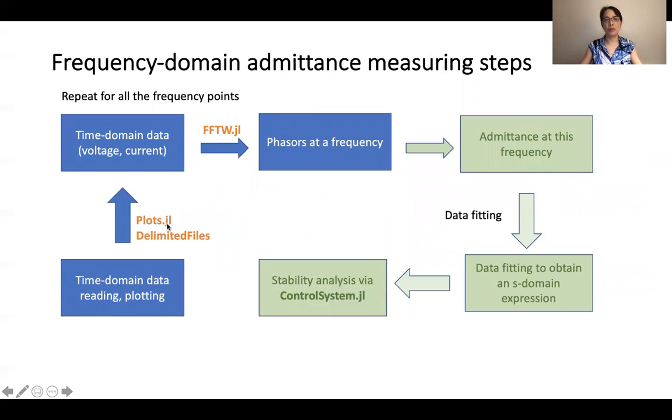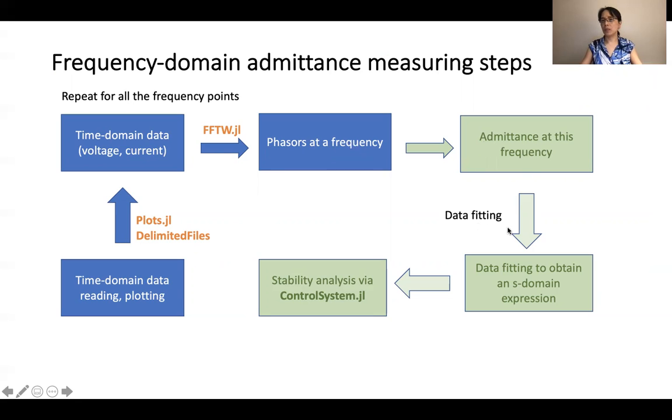So you can imagine you have lots of data, you have to read data and plot data, and use the DelimitedFiles package. We can push everything into a data structure, voltage and current there. Finally, we can use the FFTW package, really nice, to grab the phasors out, phasors of voltage and current. And the last step, this green part, is not data intensive. After you have phasors at each frequency, just take their ratios to get the admittance at this frequency.